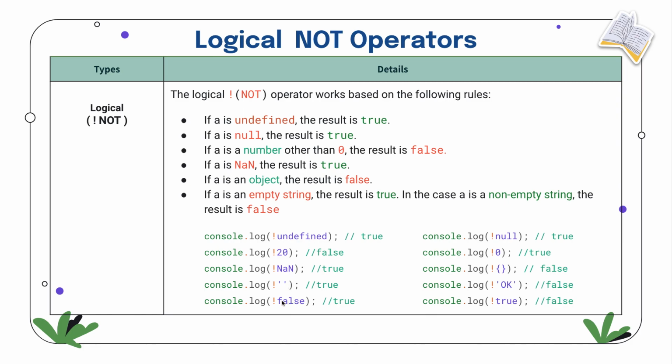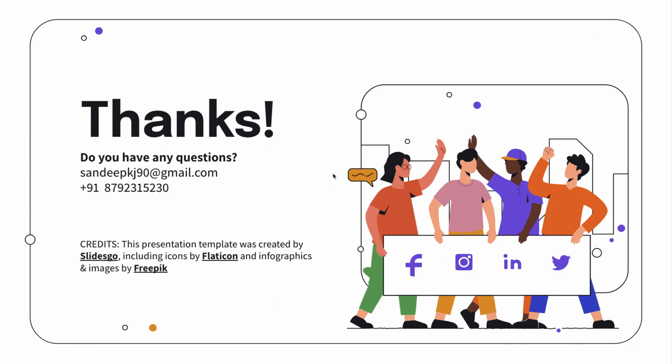In the same way, false becomes true, and true becomes false. Null is also a falsy value, so it will convert into true. 0 is also a falsy value, it will convert into true. An empty object is a truthy value, because it's an object, either empty or whatever, so it's a real value, and it will convert into false. In the same way, a string having some value will convert into false, and true will convert into false. So these are all the things we have to keep in mind for the logical NOT operator.